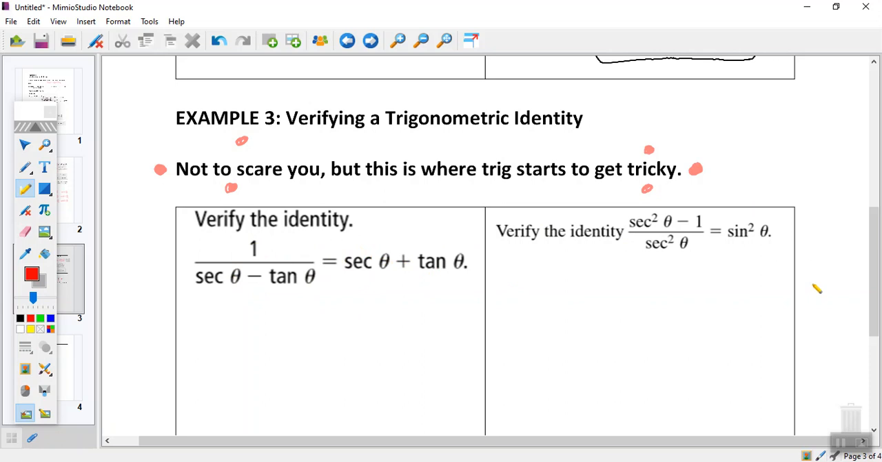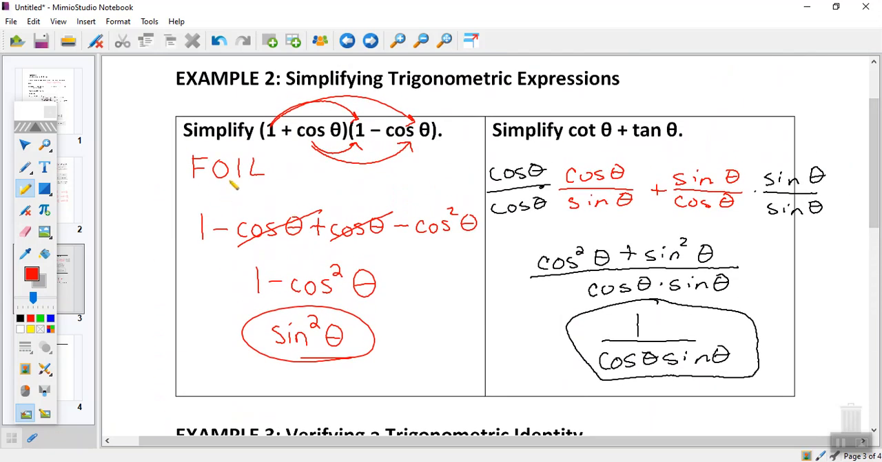What you're really doing when verifying an identity is basically what we did right up here. What did 1 plus cosine theta times 1 minus cosine theta have to equal in simplest form? Didn't we do some work in the middle to get down to that simplest form? If I had said this is equal to sine squared theta, then to verify something, they're not saying solve for theta, they're saying show me the work to get from here down to here. You pick one side to work with, do the work, and end at the other side. You perform the steps in the middle to show that the two parts are equal to each other.